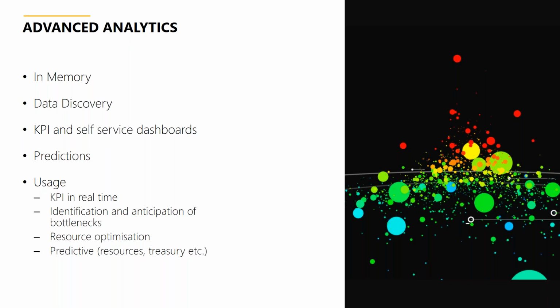So, for instance, if we go to the usage aspect, identification and anticipation of bottlenecks. Great. Okay, we can anticipate now that there are going to be potential problems based on certain criteria. We can now start talking about how we actually look forward to be able to solve some of this, some of the predictive capability that you're getting from a reporting vehicle. And all of this is being driven out by your KPIs. This is where you're looking to drive value into the organization.